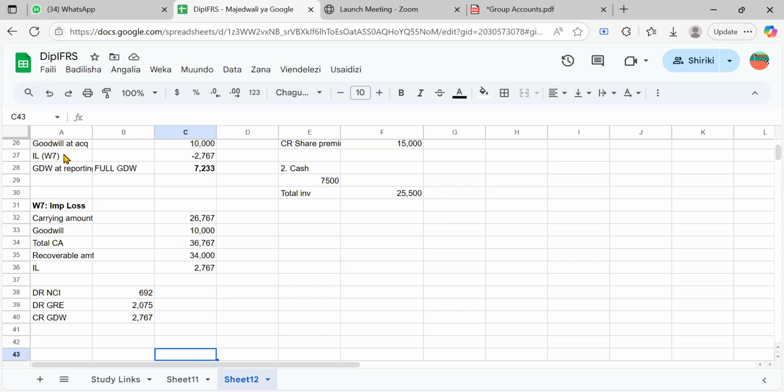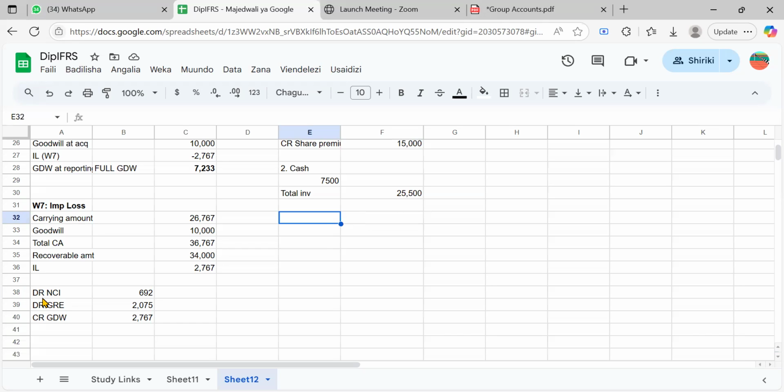You can see we have credited goodwill. That's why we have deducted here this impairment loss. We have deducted it from goodwill, right? But you debit the income statement, the statement of profit or loss. We don't have the statement of profit or loss here. We have the statement of financial position. Statement of profit or loss is just like an extraction from the statement of financial position of a single component of equity, right?